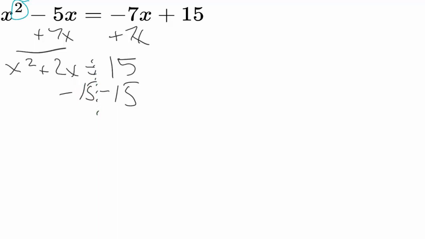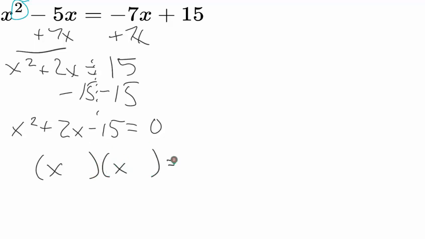2x and 15 are not like terms. So this is just x squared plus 2x minus 15. There's nothing on the right side, so it's set equal to 0. Now, from here we want to go ahead and factor this. I can see here that 3 times 5 is 15. So I'm going to be able to factor this. We're going to use our shortcut. It's still equal to 0.